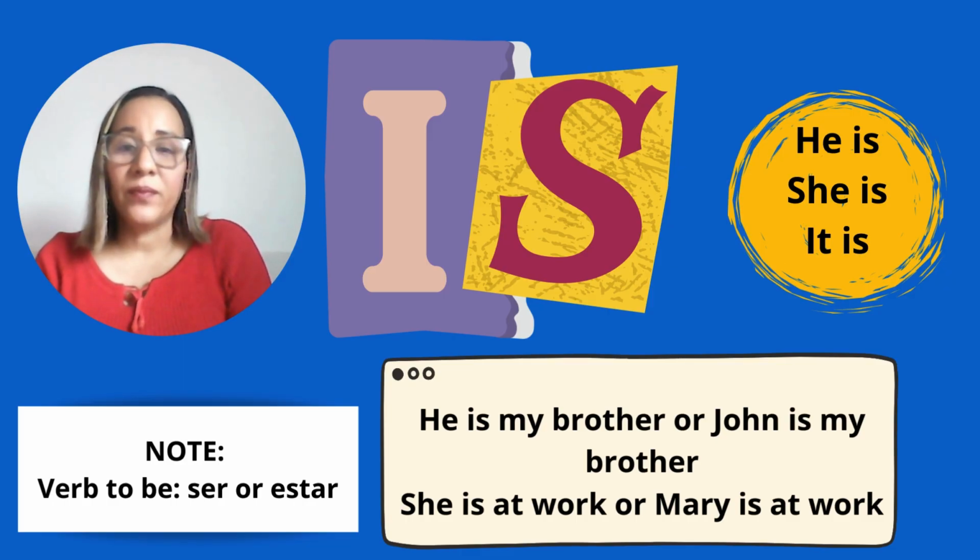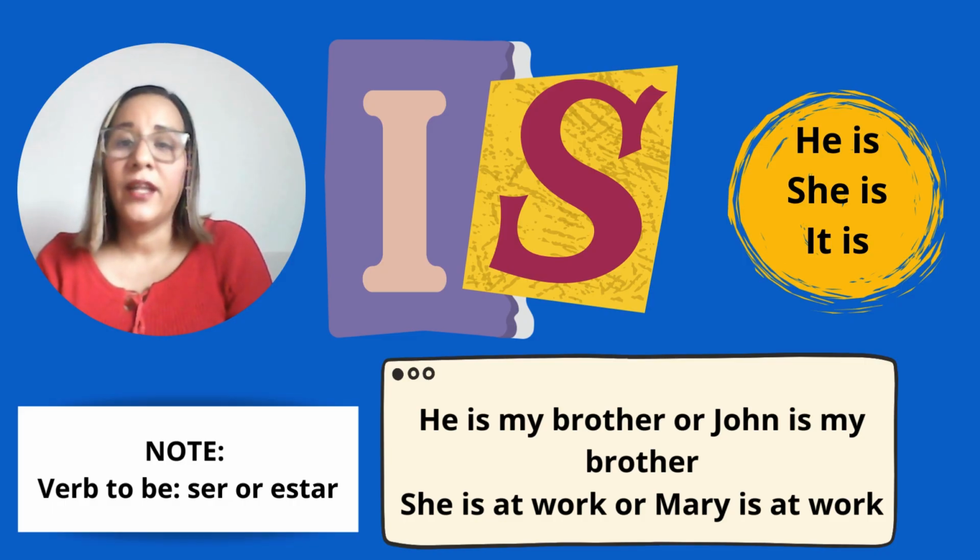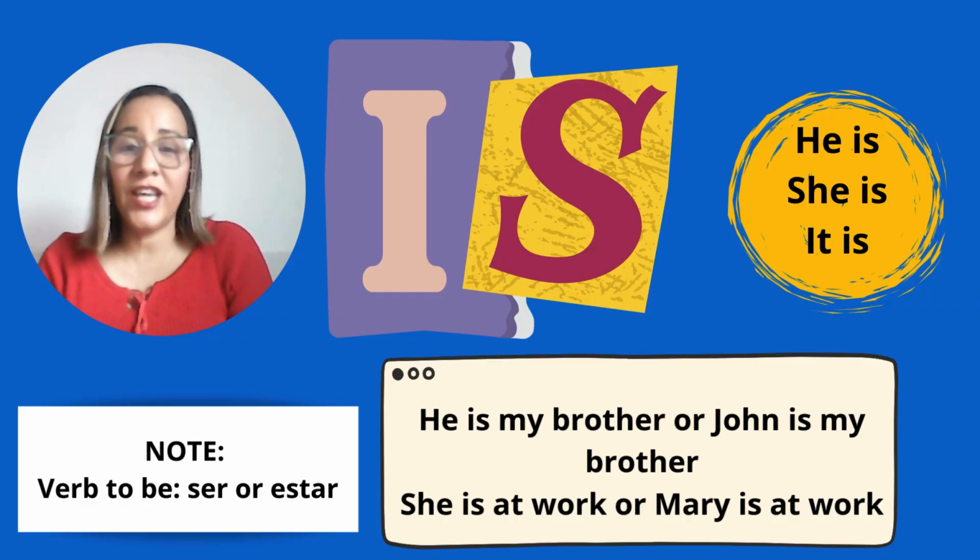For example, if you are talking about Mary, a woman in singular form, then you use the subject pronoun she. If you're talking about John, a man in the singular form, then you use the subject pronoun he. If you're talking about an animal or object in singular form, then the subject pronoun is it. So we say he is, she is, it is.